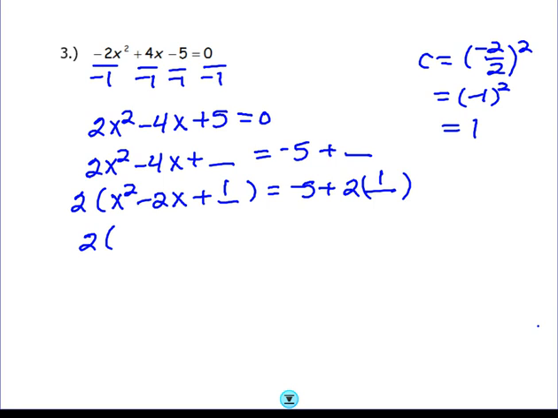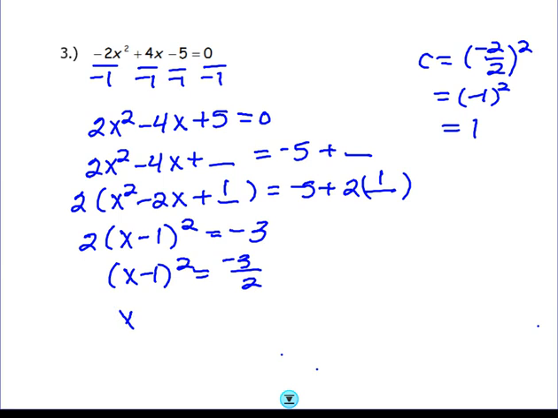Keep the 2. I have to factor: what multiplies to give you 1 but adds to give you negative 2? It's going to be negative 1, squared. (x minus 1) squared. And here I get negative 5 plus 2, which is negative 3. Divide by 2. I'm going to get negative 3 halves.